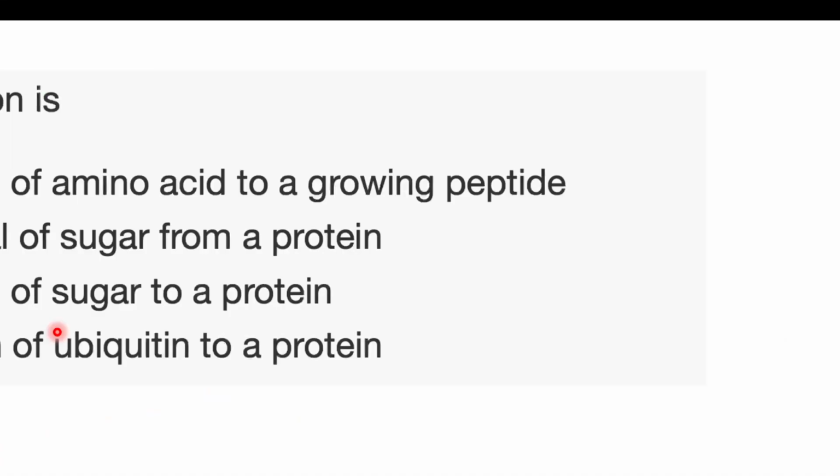Coming to the 14th question. Just one more question left to end this session. We are in time. 14th question. Glycosylation is again an easy question. Glycosylation is dash. Option A, addition of amino acid to a growing peptide. Option B, removal of a sugar from a protein. Option C, addition of a sugar to a protein. Option D, addition of ubiquitin to a protein.